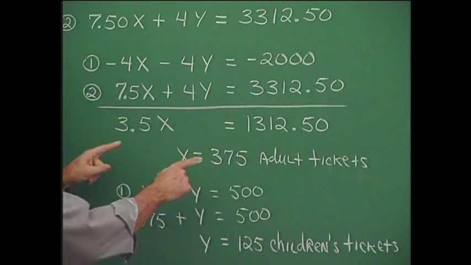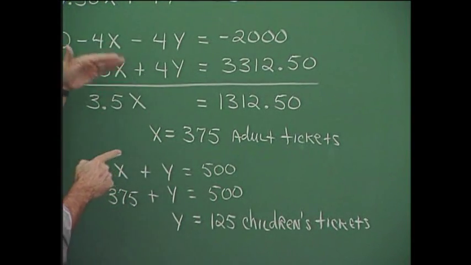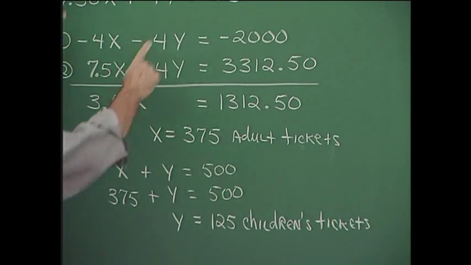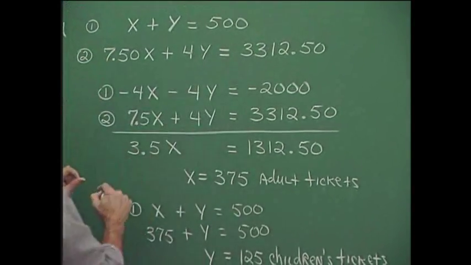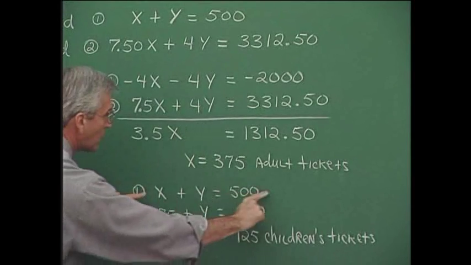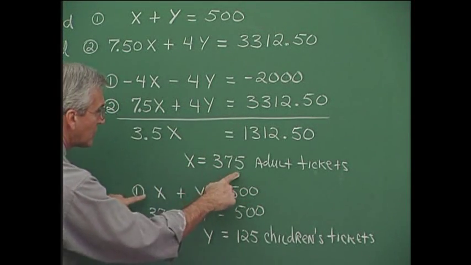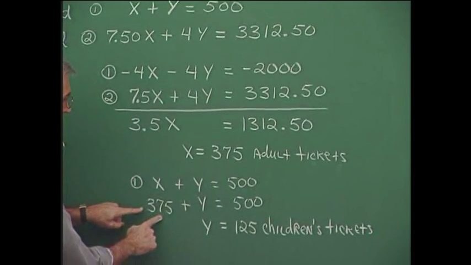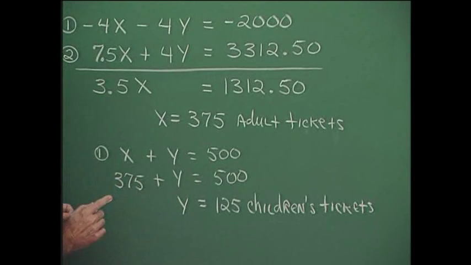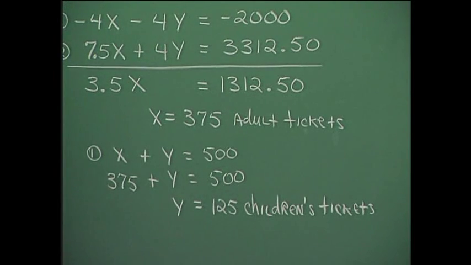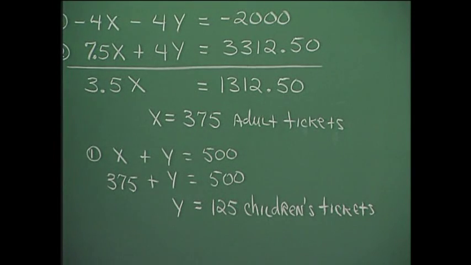Okay, so we want the y value now, so to find that y value we go back to the original set of equations, we find that equation 1 is a good deal easier to deal with than equation 2. So we use equation 1 and put this information about x into it. If x is 375, we replace x with 375 and solve for y. To do that, we'll subtract 375 on both sides to find that y is 125, and that's 125 children's tickets sold.